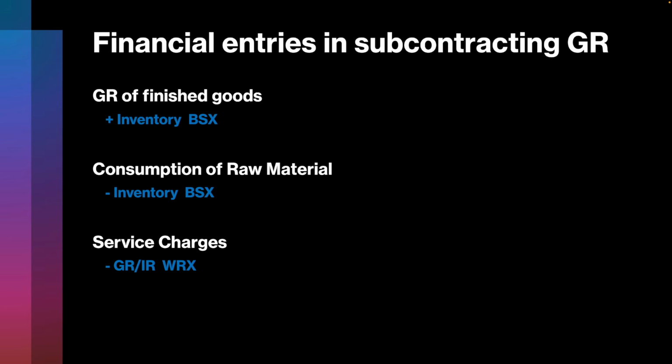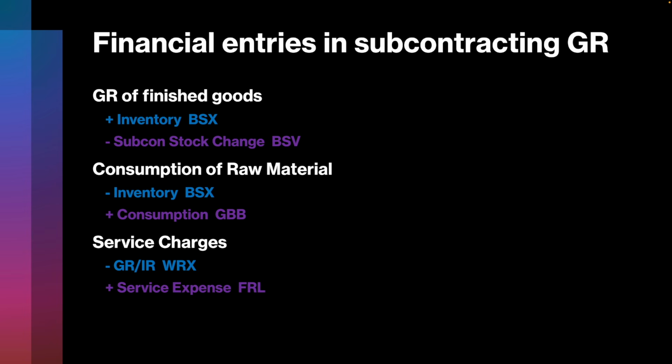And for all these three entries, you will have an offsetting entry. So for GR of finished goods, you will have a credit entry against the subcon stock change GL. The transaction key for this particular GL would be BSV. For consumption of the raw material, you will have a consumption account getting a debit entry. The transaction key would be GBB. And for the service charges, you will have a debit entry in the service expense account that you will maintain against transaction key FRL.